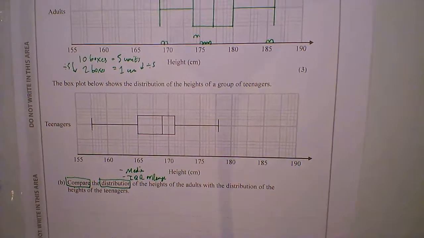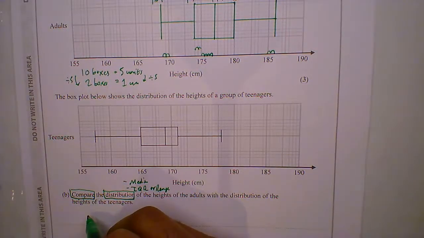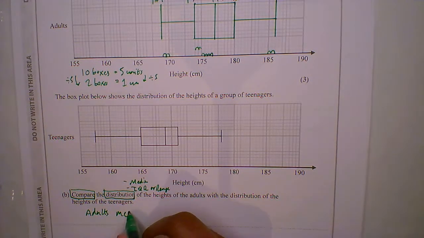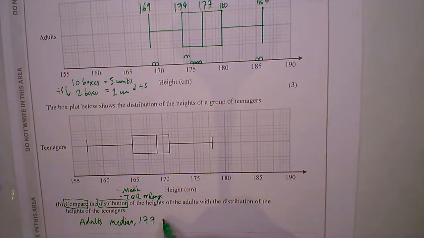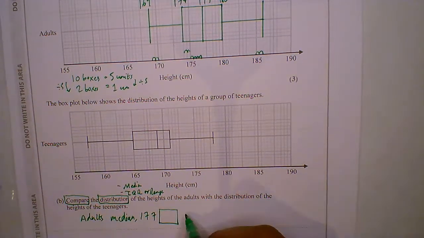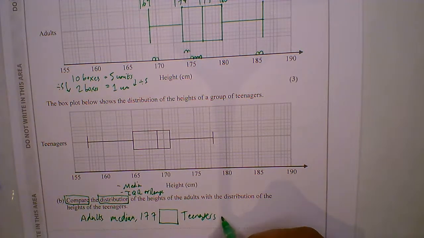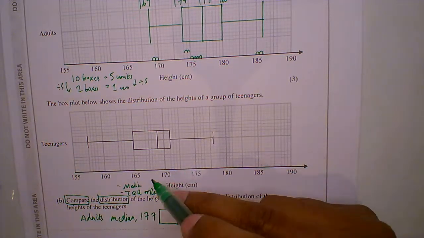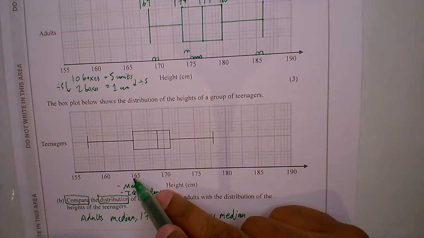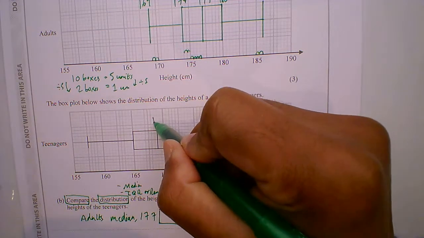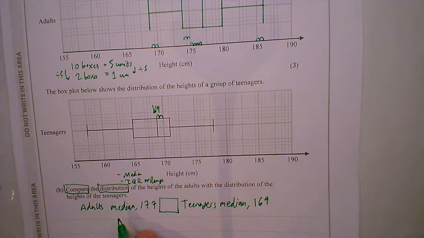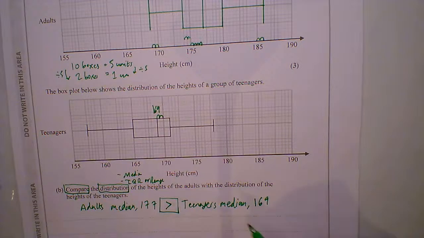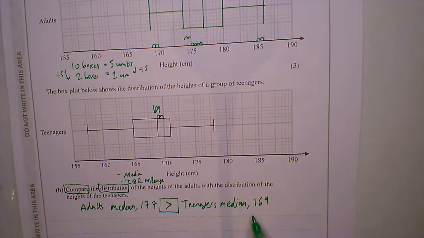So I'm going to start off by using the median. Adults median: I can see here the median is 177. And then the teenagers median. It's the same scale as before, so each 2 boxes is 1 unit. So this is 169. At the moment, I've only stated what these are. I haven't compared them. So which one is bigger? 177. Now by adding this sign, I've compared them, so I get my full mark. Adult's median 177 is greater than the teenager's median 169.